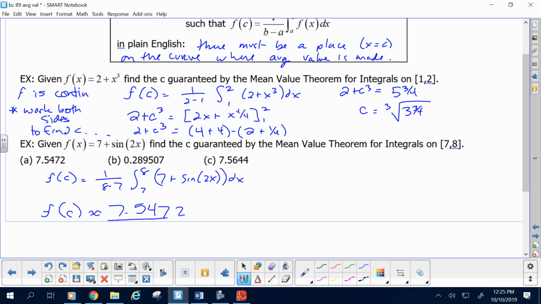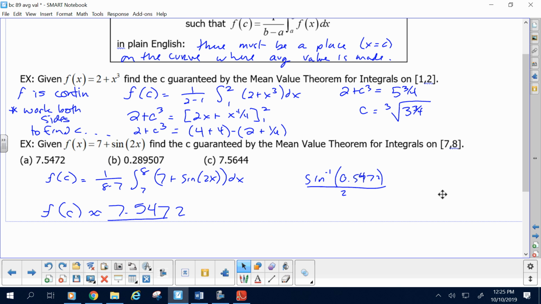Could I do it analytically, paper and pencil? No. It wouldn't be great. I could subtract 7, I could get sine of 2x equals that. I could inverse sine of that, which I obviously wouldn't do, but I could take the inverse sine of 0.5472 and then divide by 2, right? All right, now that would be tempting and that would be fine.